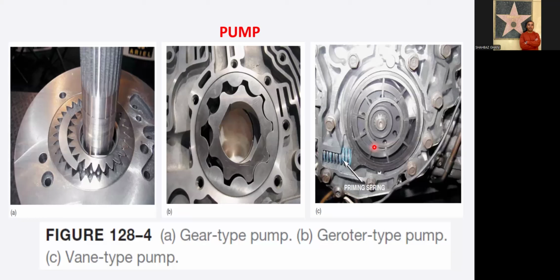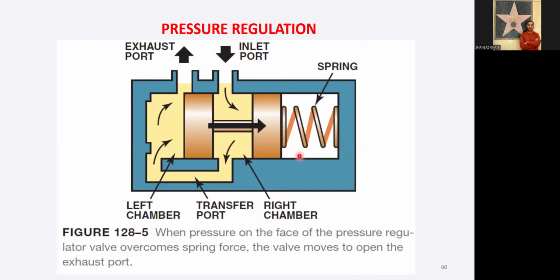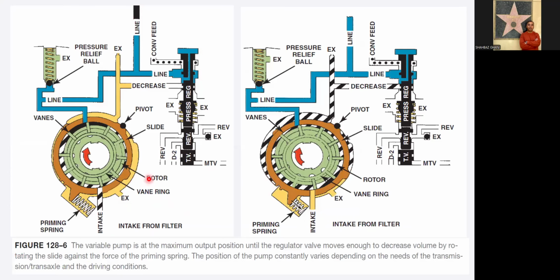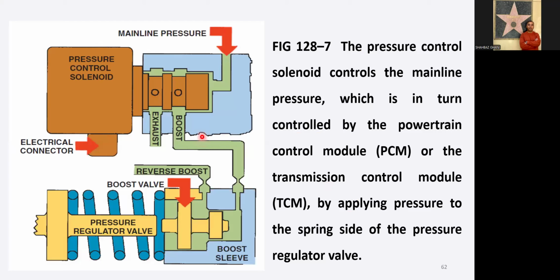Then we talked about the different types of pumps we used. Then the pressure regulator and the valves, and how the pressure regulation works with the help of the pumps. Then we talked about the vane pumps and how they perform. Then we talked about the pressure control solenoids and electrical connections, and how they engage and disengage with the help of the powertrain control module or transmission control module.